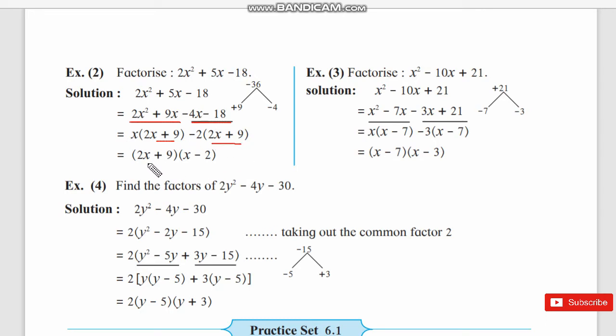So 2x plus 9 and x minus 2. This is our factor of the given expression, 2x square plus 5x minus 18. We will understand this better when we solve this example in the word page.